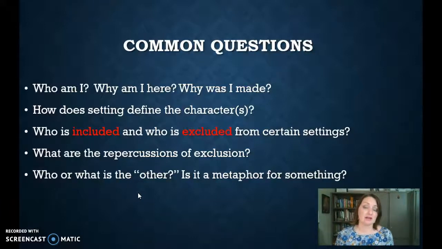Fortunately, in Frankenstein, we hear from the creature, and we hear from Dr. Frankenstein, and we hear from the narrator, Walden, but all of them are somewhat second accounts by Walden. So we start to ask, who can we trust? And as a critical reader, you should always ask that. What are the repercussions of excluding some of those voices? And who or what is the other? Is it a metaphor for something?